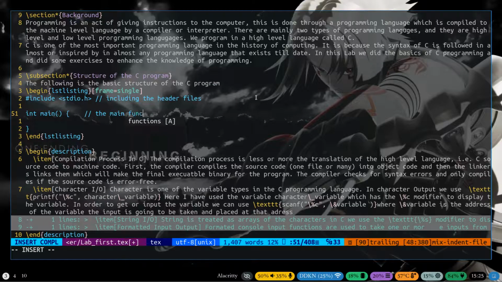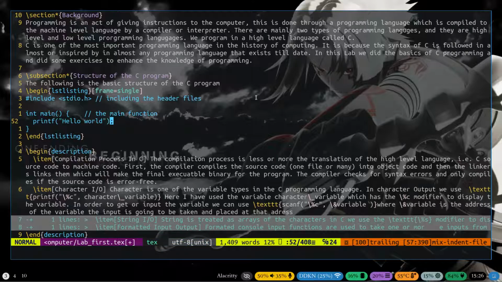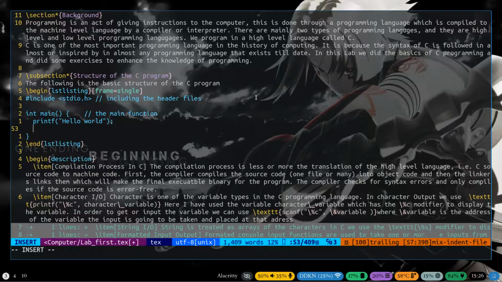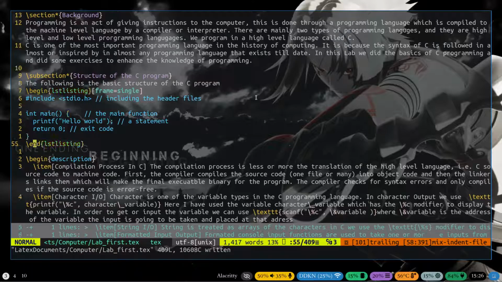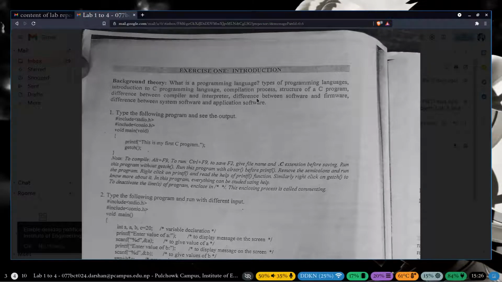and the statement, the exit code. I think that's it about the compilation process.